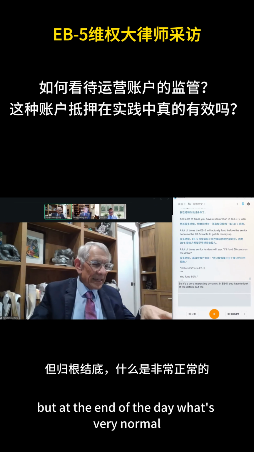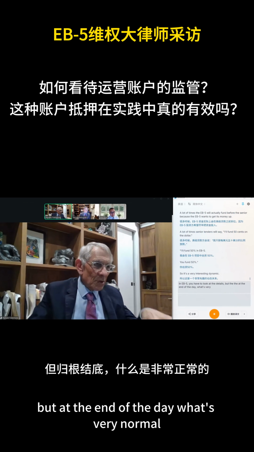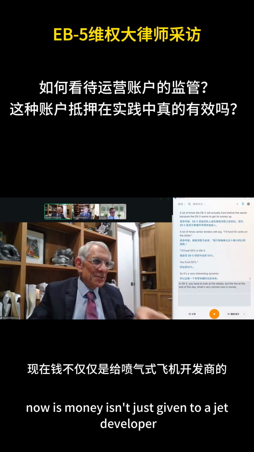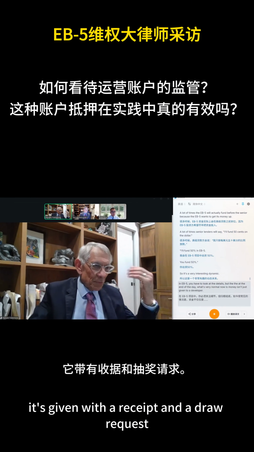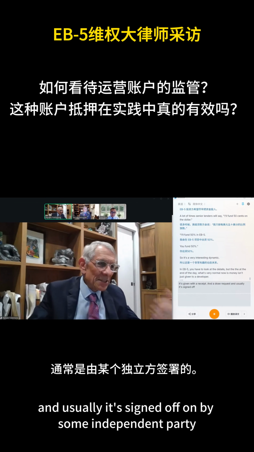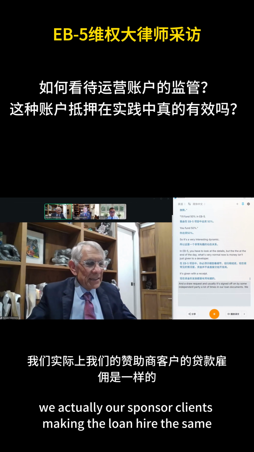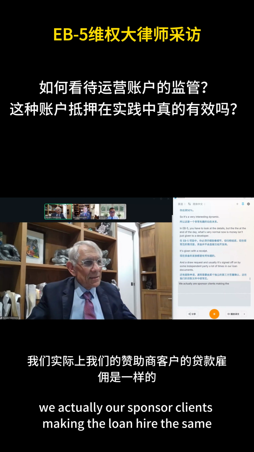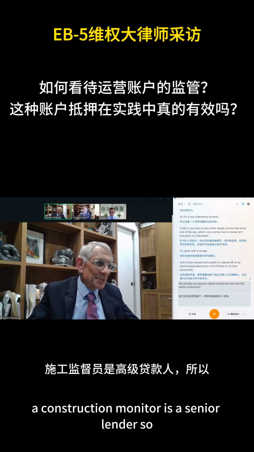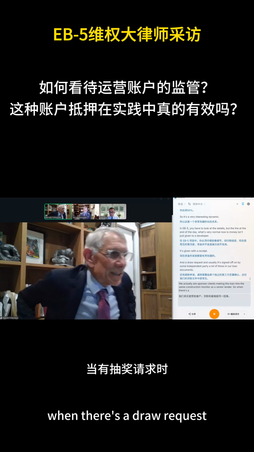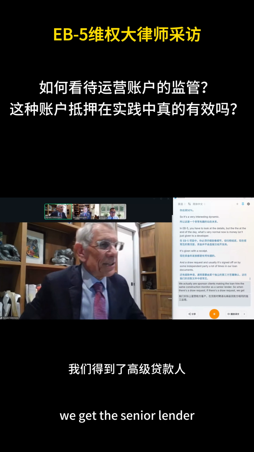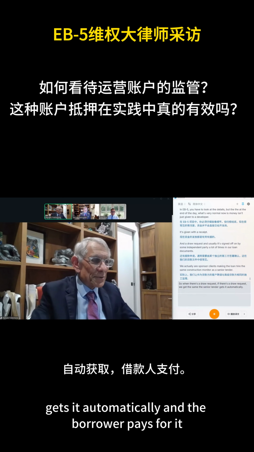But at the end of the day, what's very normal now is money isn't just given to a developer. It's given with a receipt and a draw request, and usually it's signed off on by some independent party. A lot of times in our loan documents, our sponsor clients making the loan hire the same construction monitor as the senior lender. So when there's a draw request, the senior lender gets it automatically, and the borrower pays for it.